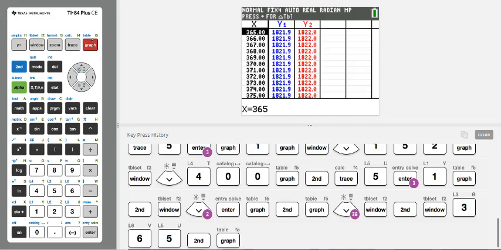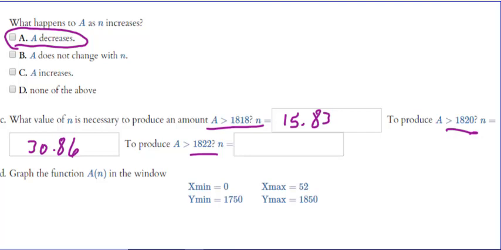All right. The reason it's not doing it is this: it's approaching 1822, but it'll never make it to 1822. That's why we got that error. It's just not going to intersect. So to produce an A greater than 1822, n would have to be what? Well, it doesn't exist. We can't get it there. So I'm going to put D and E.